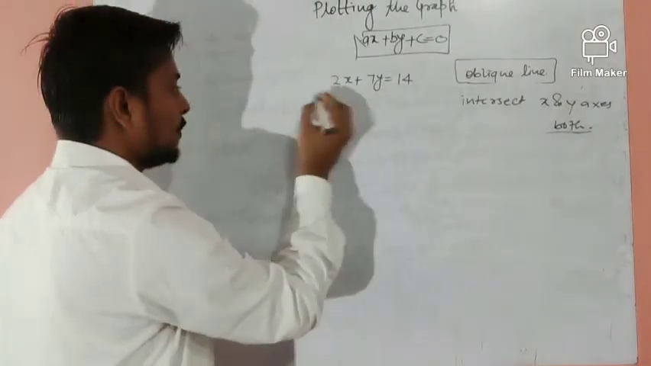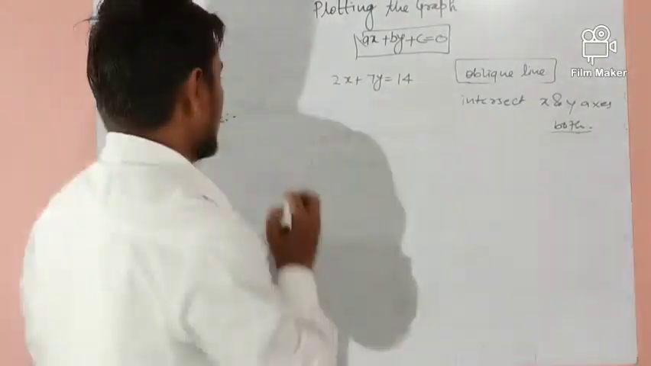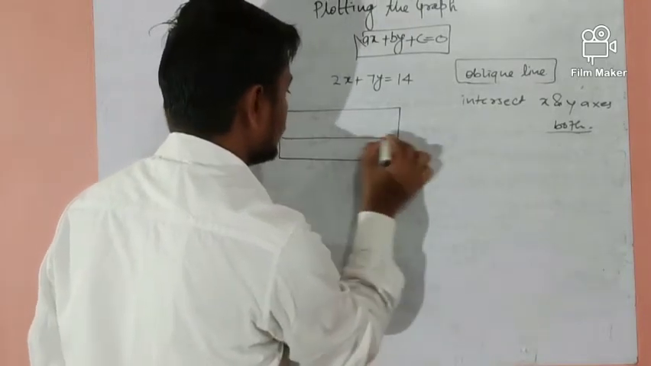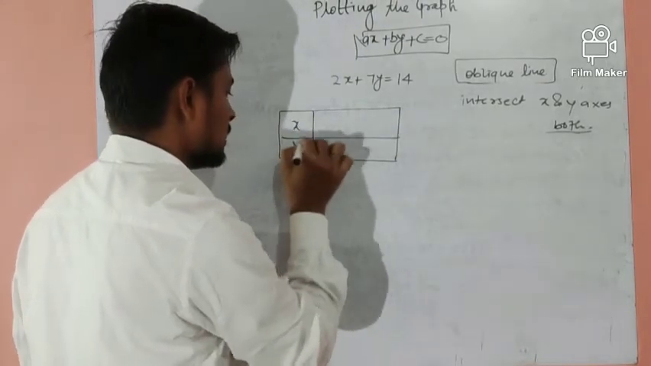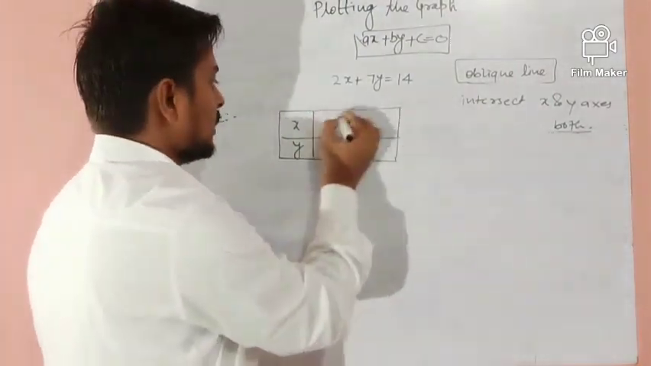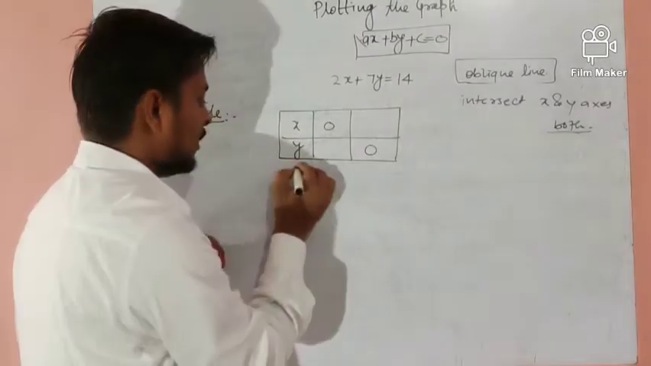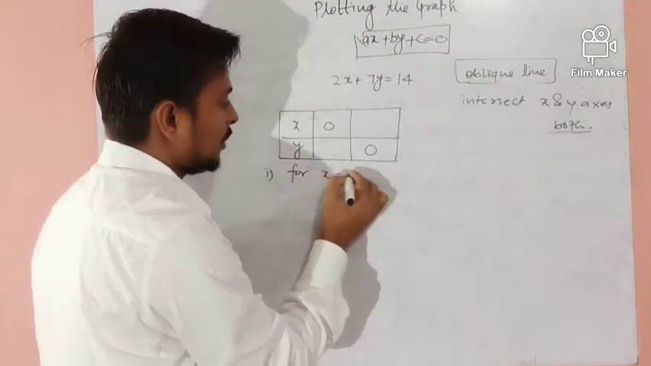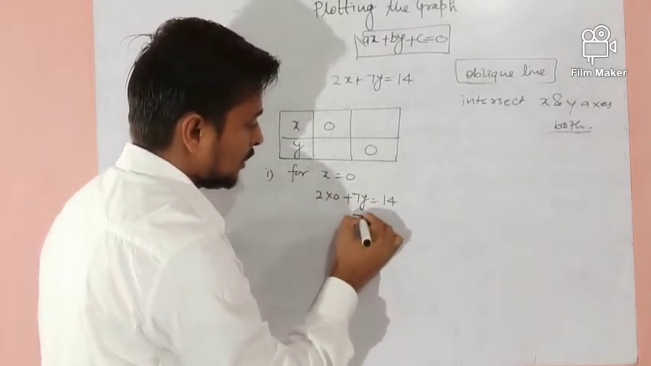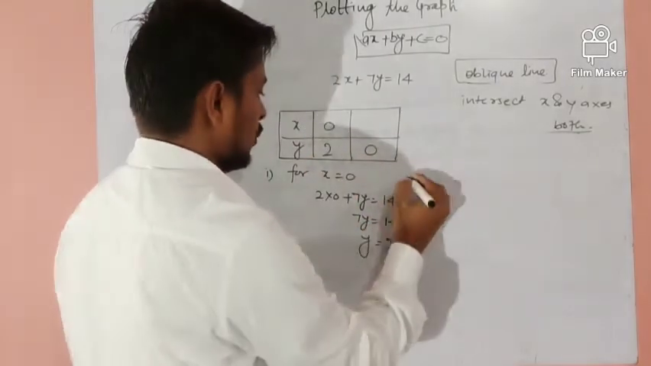So the plotting rule will be a simple trick. I am giving you a very simple trick. First, make the chart. This is the same method that we discussed earlier. After that, I will give you a direct approach. Here, what will you do? One time x is 0, one time y is 0. For first, x is equal to 0, so 2 into 0 plus 7y is equal to 14. 7y is equal to 14. y is equal to 2.